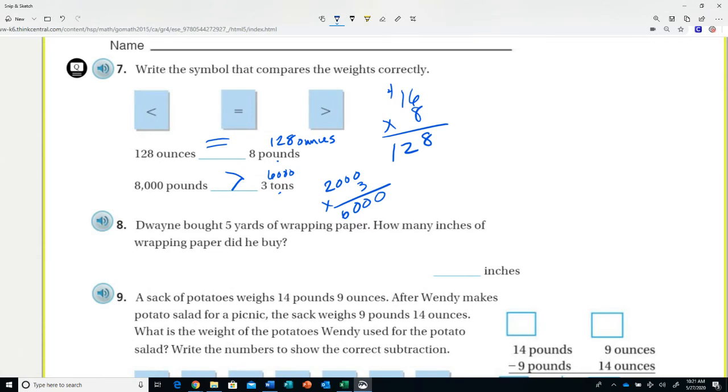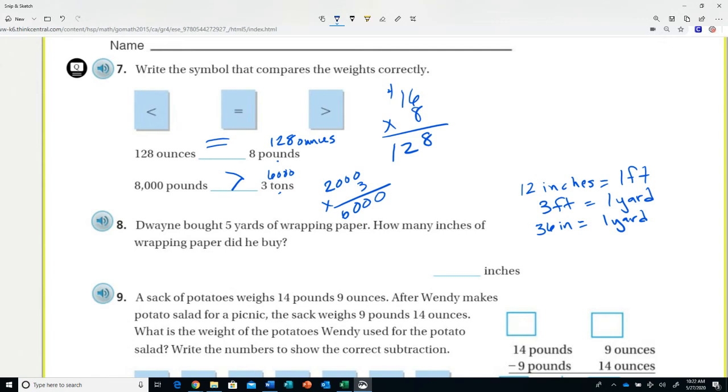How many inches of wrapping paper did he buy? So the trick here is that you are going to have to do 2 conversions because 12 inches equals 1 foot and 3 feet equal 1 yard. Well, I guess I take that back. You don't have to do 2 conversions. I'm going to show this to you 2 different ways. Also, 36 inches equals 1 yard. I think the first video I did this in 2 steps.